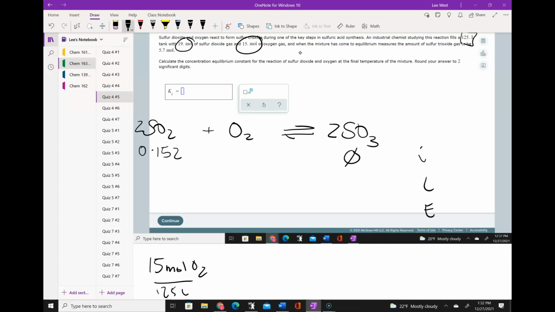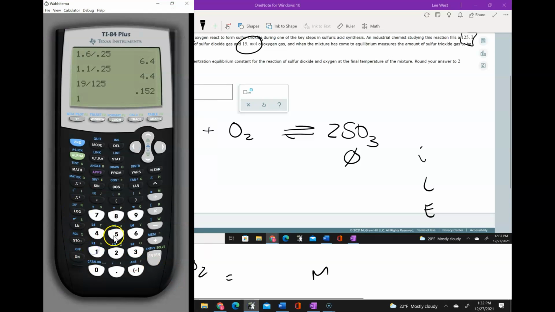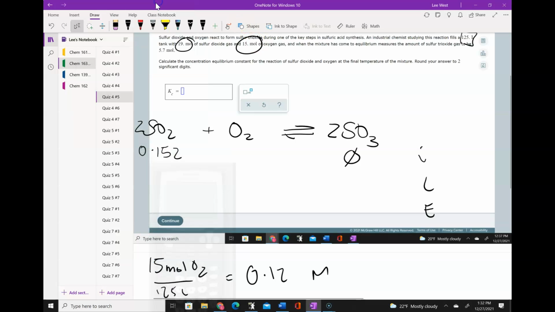Now we've got 15 moles of O2 in the same 125 liter container. 15 divided by 125 gives me 0.12, and it's just 2 sig figs anyway, so 0.12. And we had none of the SO3 to begin with.